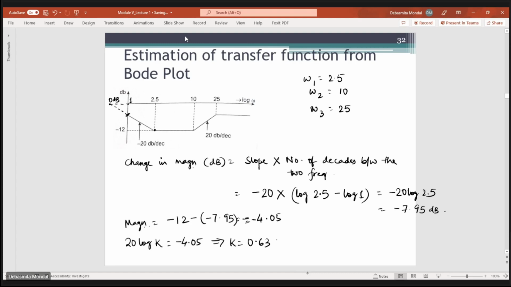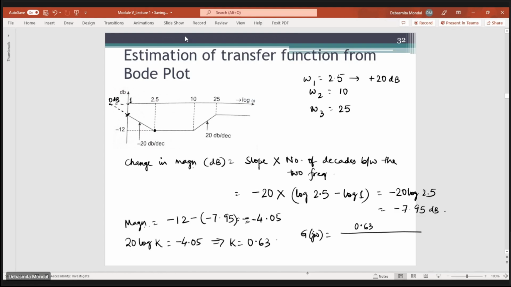Okay, so here you see that at omega equals 2.5, the slope is equal to 0. The slope being 0 means the slope change is from minus 20 to a plus 20 dB per decade change. A plus 20 dB per decade change will happen only if there is a zero in your system. So if you try to write the transfer function of your system, the value of k is 0.63.